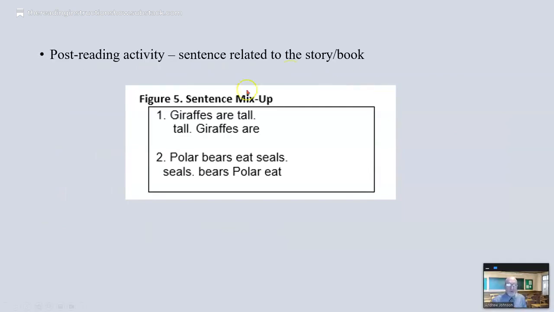Now this is a primary grade, a post-reading activity. This is related to the story, Giraffes Are Tall. And again, I mixed them up and they had to put them in order. For this one, I like to have actual cards so they can move them around. This makes a great station activity, by the way. You could have different sentences or a number of sentences at a table as they are going around.